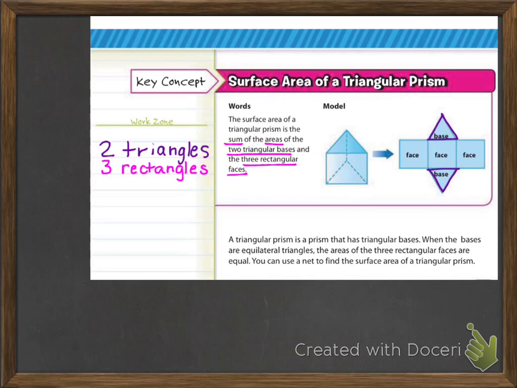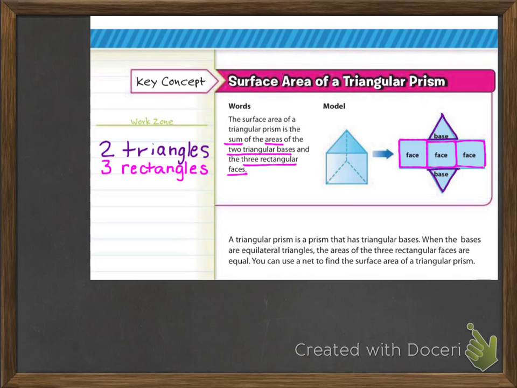All right, so as you can see for our model here, we have the two bases, the two triangular bases that are in purple, and then I'm going to go ahead and outline the three rectangular faces. So you have 1, 2, and then 3. Okay, so that's what you're looking for in a triangular prism.